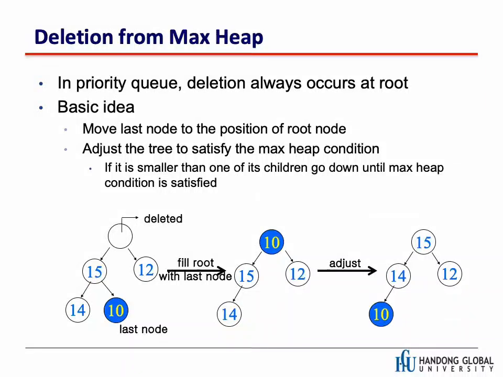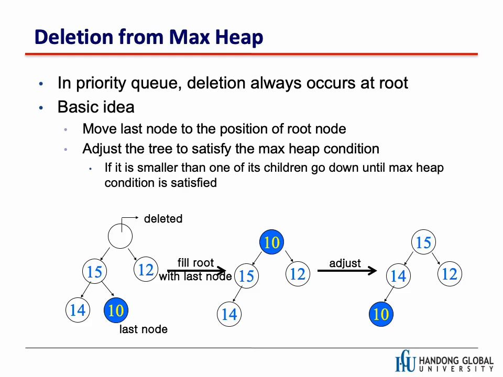Now, deletion from max heap. In the priority queue, deletion always occurs at the root node. So we want to delete the max node all the time. That's why we use max heap. Let's assume that we delete the root node all the time, which is the largest one. And then after deleting that, we have to make sure that this should be the max heap again.